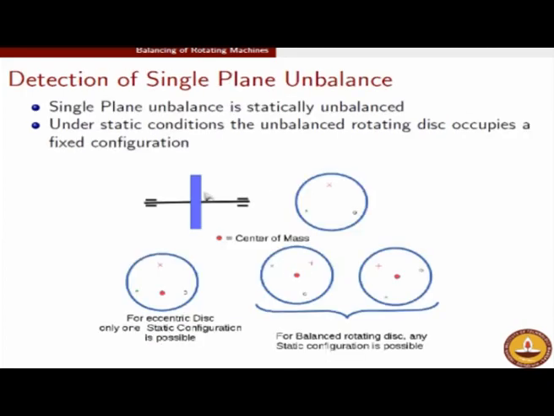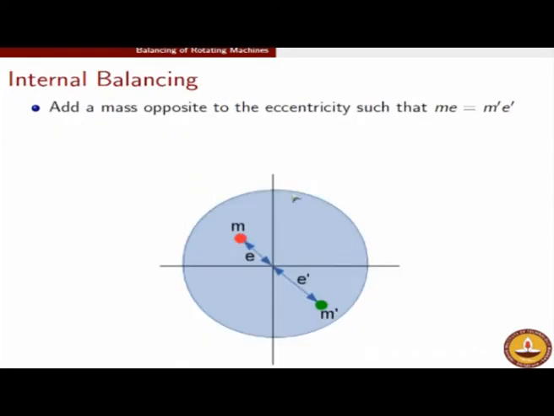Now that the single plane unbalance has been detected, the question is how do you mitigate it? We are talking about a disc now, and we have found out, to our dismay, that the center of mass, indicated by this red blob, is not coinciding with the geometric center. Rather, it is shifted away from the geometric center by a certain amount, which we denote by e.